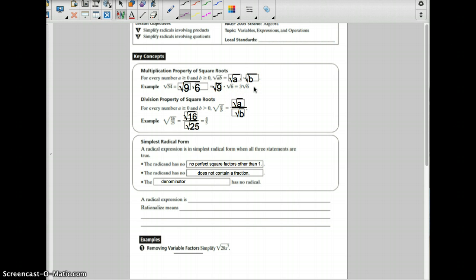You might remember last year when you talked about simplifying radicals, you took out all perfect square factors. We'll talk about what simplest radical form is below.